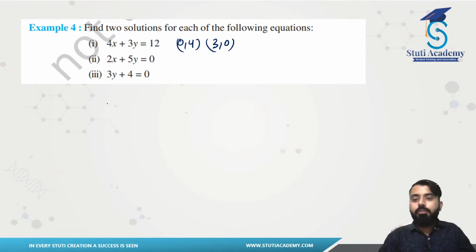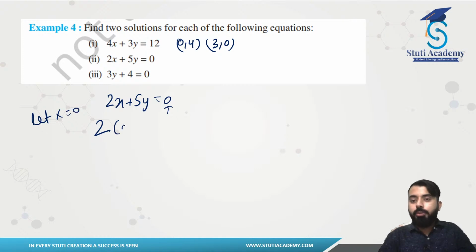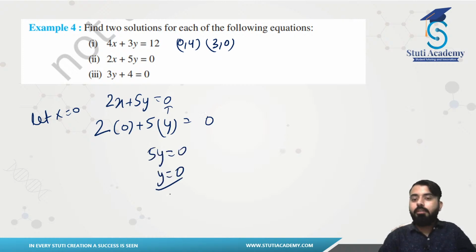So we have this one, 2x plus 5y equals 0. Now you don't have any constant right here. You just have a 0 here, no constant other than 0. Remember that. So let x equal 0. So 2 into 0 plus 5y will be 0, so 5y equals 0. Y will be what? 0.